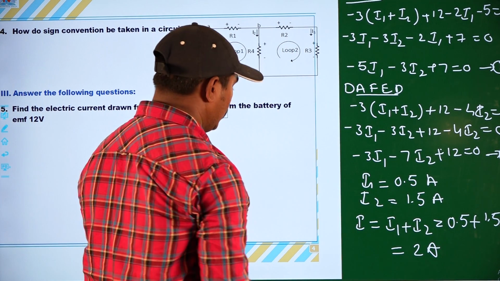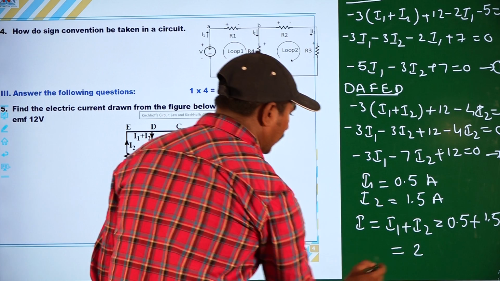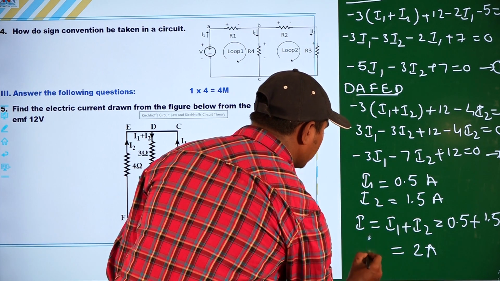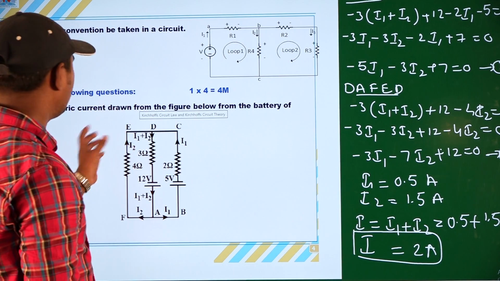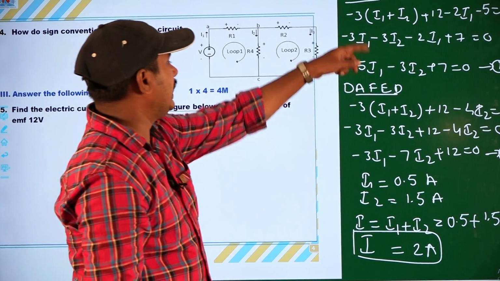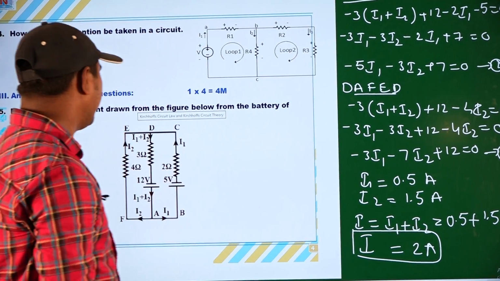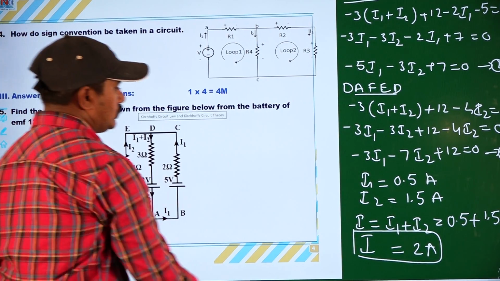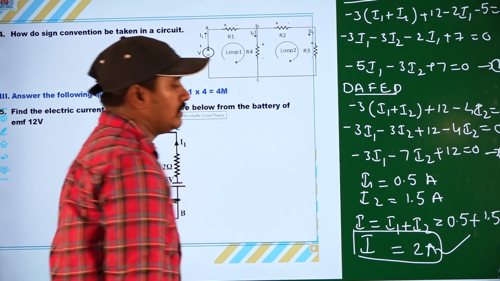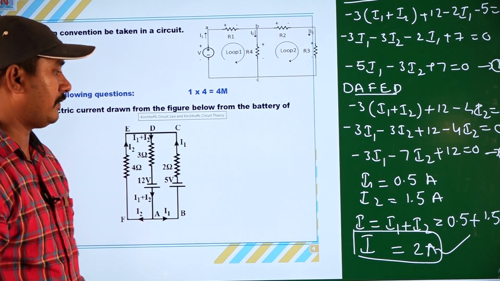What is the current here? 2 amperes. The current is 2 amperes. This is the total current in the two loops. What are the two loops here? DABCD and DAFED. The total current is 2 amperes. So this is the answer for question number 5.